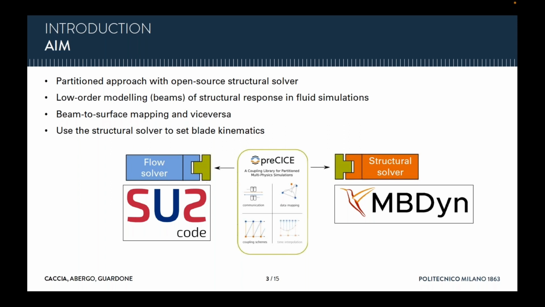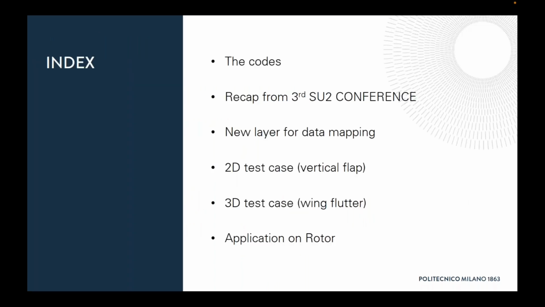And today I will talk about this beam to surface mapping, so mapping data from one-dimensional beams in MBDyn to the surface in aerodynamic surfaces in SU2. And also we will show that you can use the structural solver to set the blade kinematics in the SU2 simulations. So I will give a brief presentation about the codes and an overview of what we have seen at last year's presentation, show the new layer that we use for data mapping from the 1D problem to the 3D problem, a two-dimensional test case, a three-dimensional test case, and a small application on a helicopter rotor.